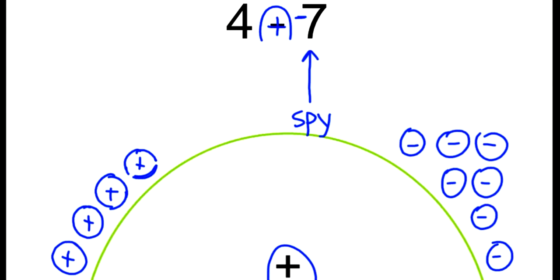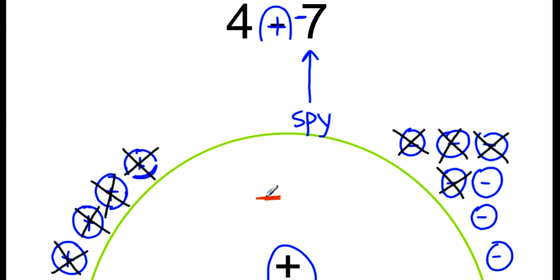Now we need to think about who's going to win. I think negatives are going to win because they have more people on their team. So I know that my answer is going to be some integer that is negative. And by how many? When we cancel out by zero product property, 1 on the left cancels out 1 on the right, and again, and again. So we're going to have the negatives win, and there are 3 remaining that are alive. So 4 plus negative 7 is negative 3.